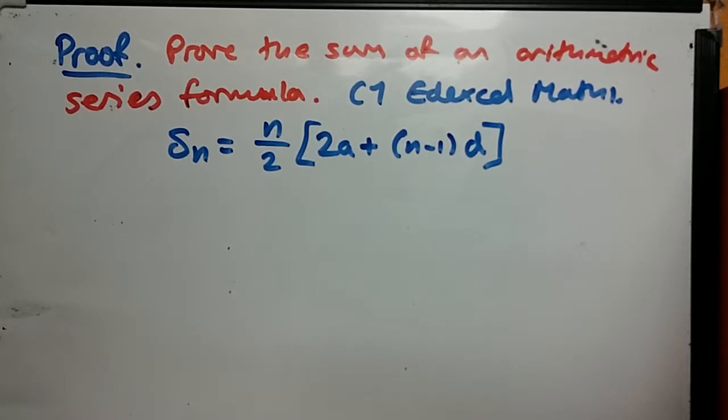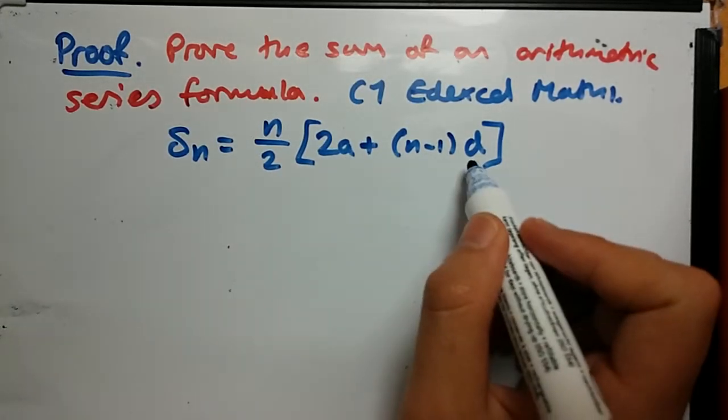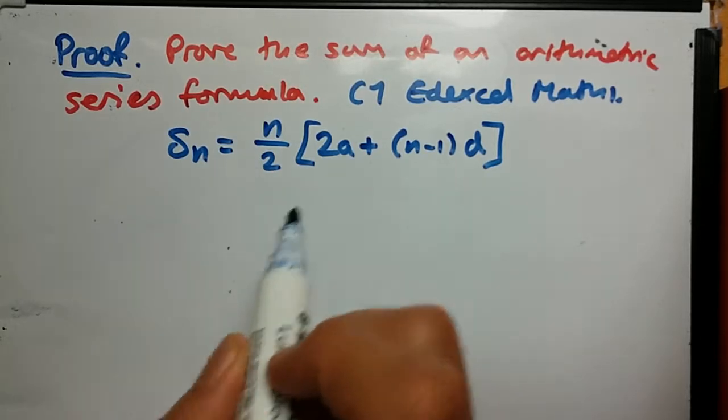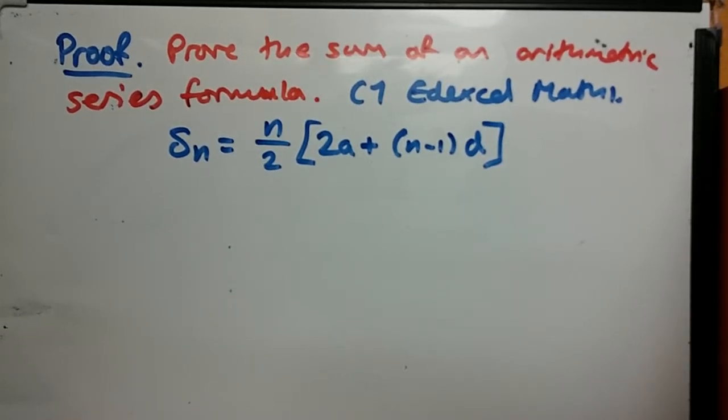Okay, so what are our terms here? First things first, we have our first term given by A. A is the first term, D is the common difference, and n is obviously the number of terms in this case. Now, how do we prove this in particular?